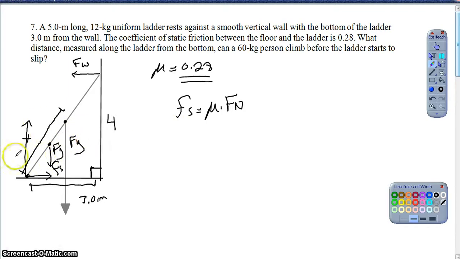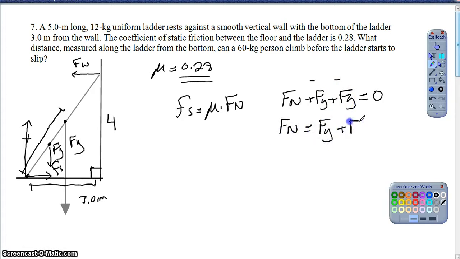So if I think just in terms of forces, the normal force plus those two forces of gravity need to be equal to 0, right? The total sum of forces needs to be equal to 0. Since both of these are pulling downward, I'd make that negative. In other words, the normal force needs to be equal and opposite to the force of gravity of both the ladder and the person.